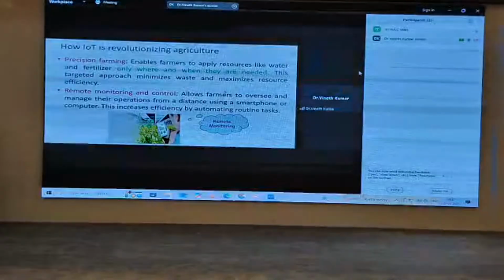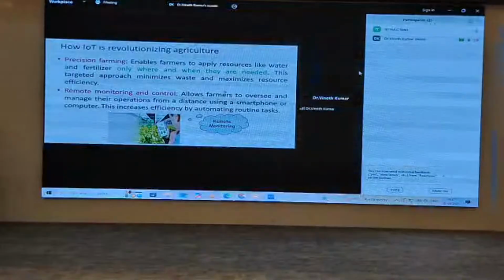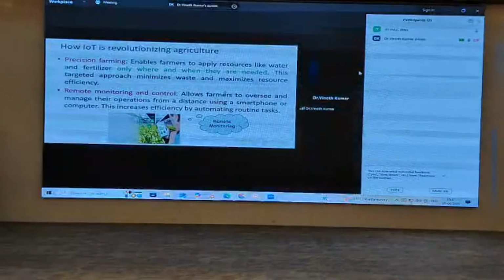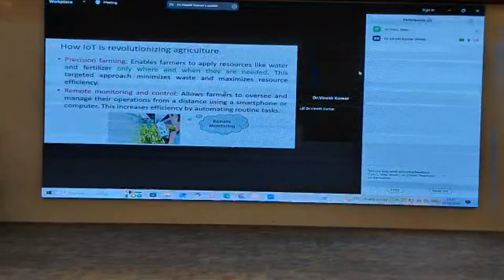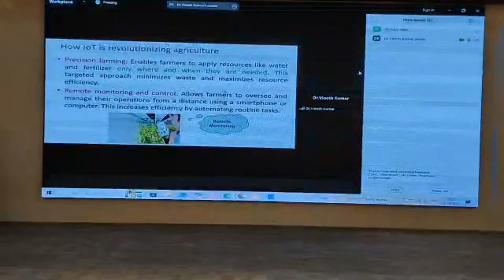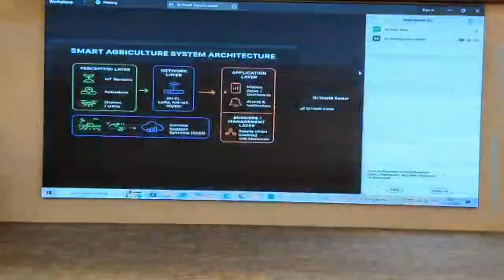If I want to turn on the motor, I can do it. If I don't know the soil moisture, I use an IoT sensor to automatically monitor and update the data to me. My mobile phone can take the data and analyze it. If it is needed to supply water, it can start to supply it. This is a simple smart agricultural system architecture.